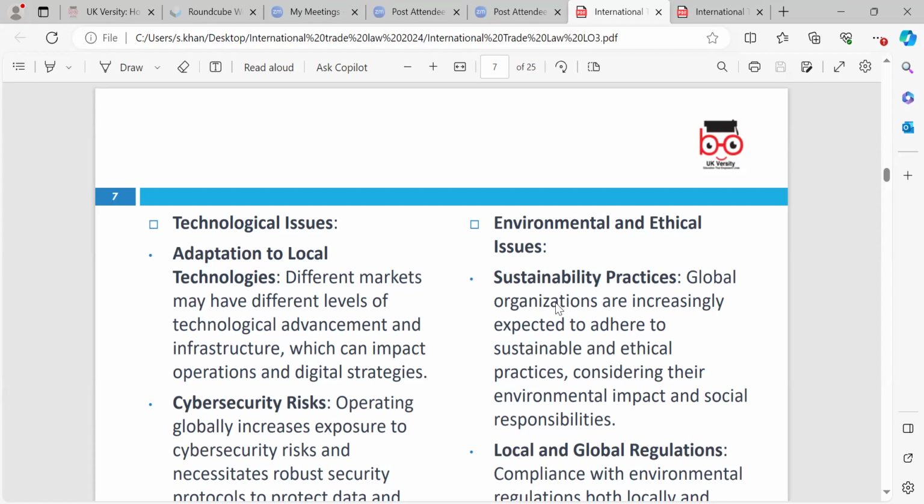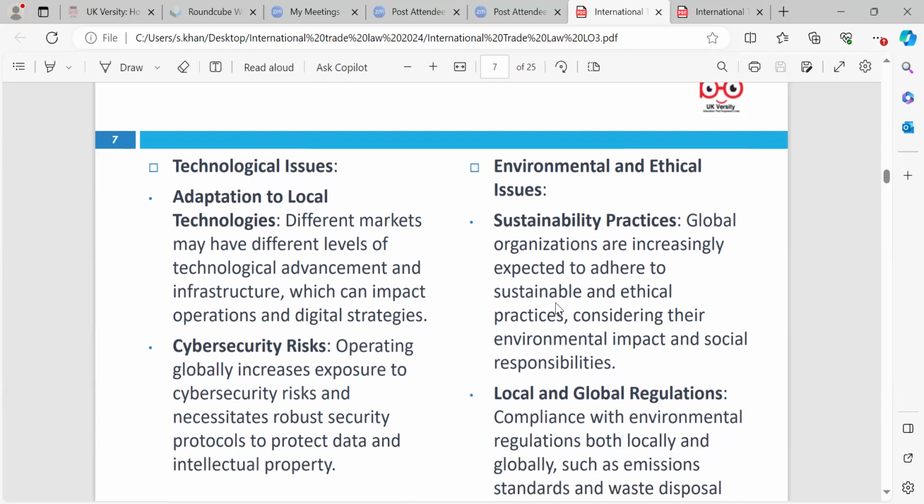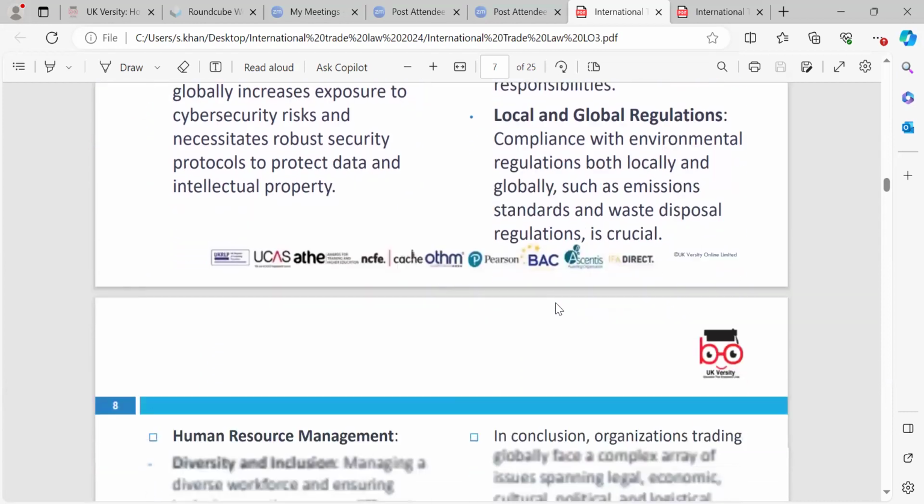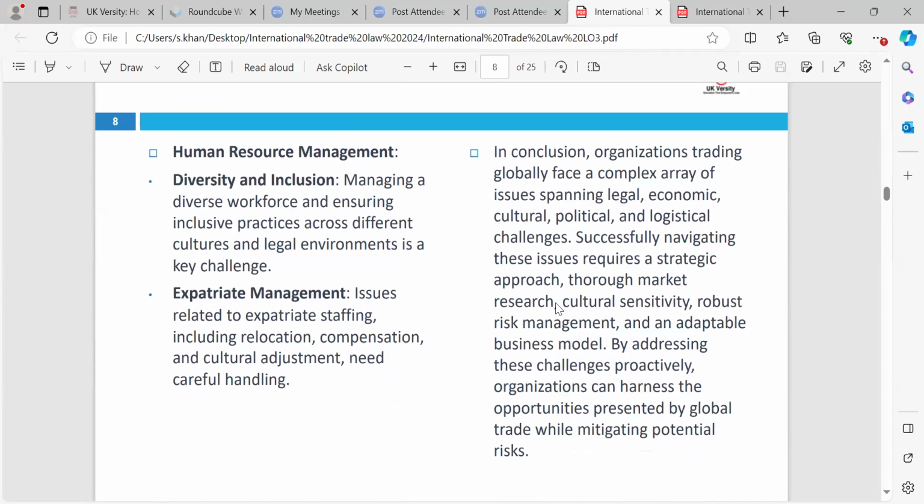Anti-discrimination laws. We also looked at environmental and ethical issues such as sustainability practices and local and global regulations. We then also went on to look at human rights management and how that is so important within global trading, such as diversity and inclusion, and expatriate management, so if the staff want to relocate, and how we have to provide cultural adjustment for them so they can relocate, and also the need for careful handling.